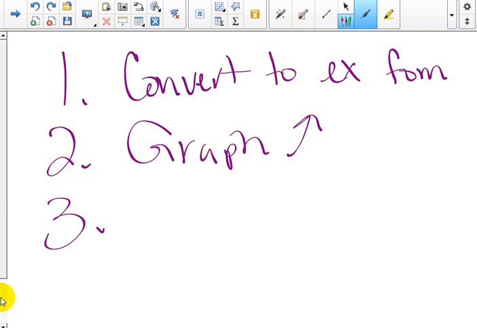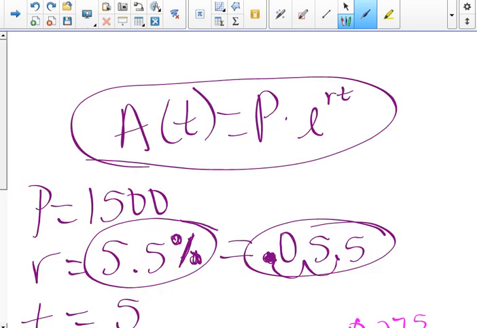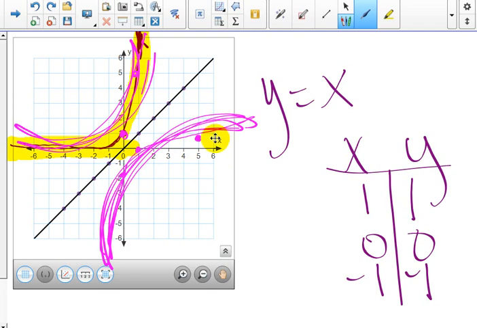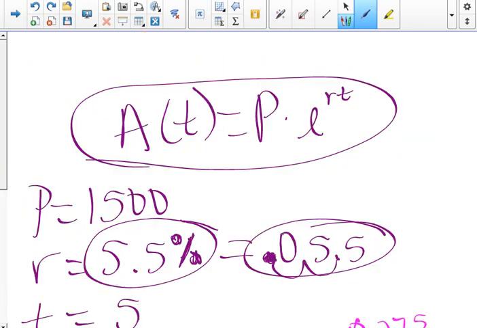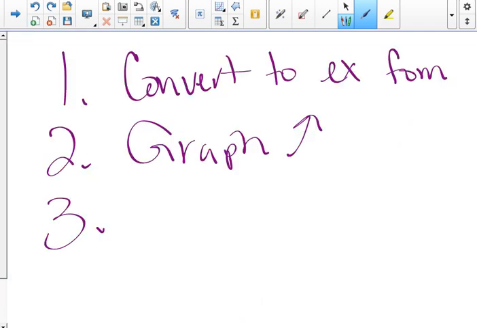So step 1 was to convert it to exponential form. Step 2 was to graph that. And step 3 was what? What did we do after we graphed the first one? Not Gabe. Somebody else. What did we do after we put it into the graph? We flipped it over y equals x. So we took the inverse. Okay, so what is she missing here? There you go. That's your answer. She didn't reflect it across y equals x.